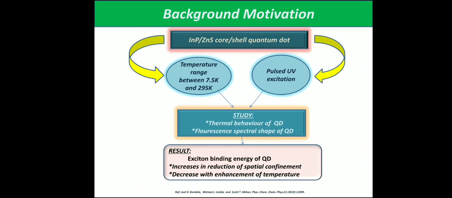The thermal behavior and fluorescence spectral shape of indium phosphide zinc sulfide quantum dots are studied. The temperature range has been taken between 7.5 Kelvin and 295 Kelvin, which is subjected under pulsed UV radiation. These are the perturbations we have taken, and how the exciton binding energy reacted to these perturbations is calculated.